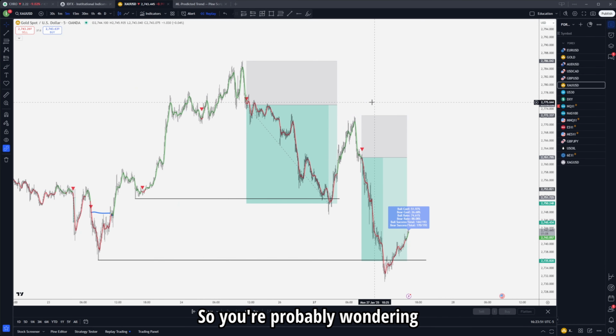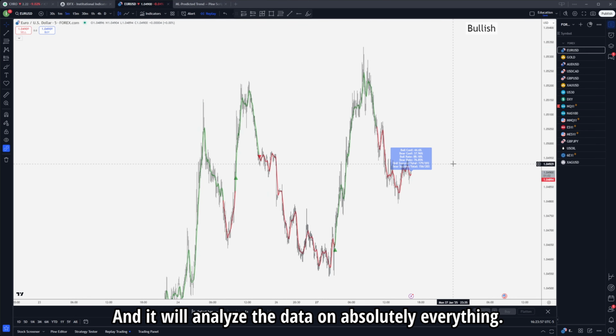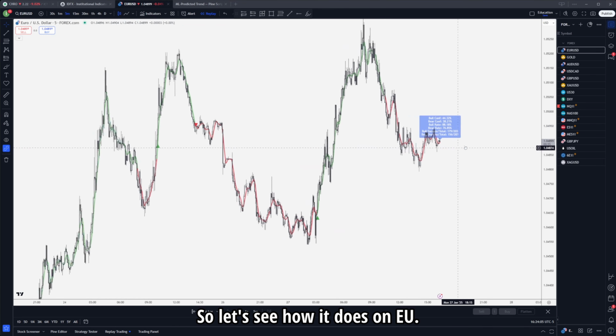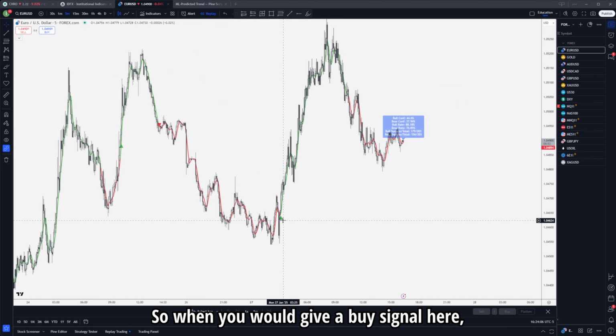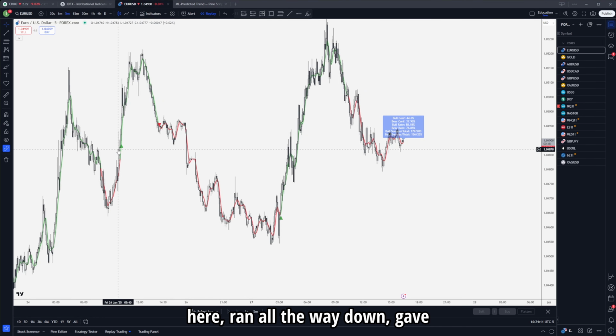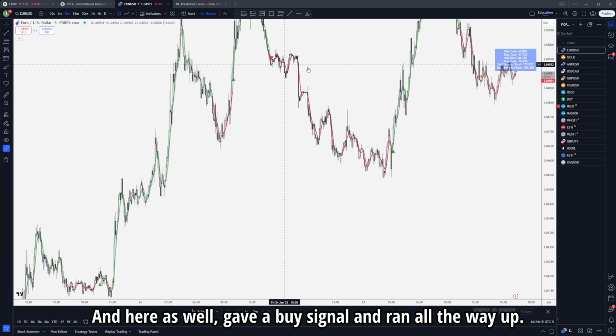All right, so you're probably wondering now, does this only work on gold? No, it actually works on absolutely everything, and it will analyze the data on absolutely everything. So here we have EU, for example. So let's see how it does on EU. On EU, it gave a buy signal here, price ran all the way up, gave a sell signal here, ran all the way down, gave a buy signal, ran all the way up, and here as well, gave a buy signal and ran all the way up.